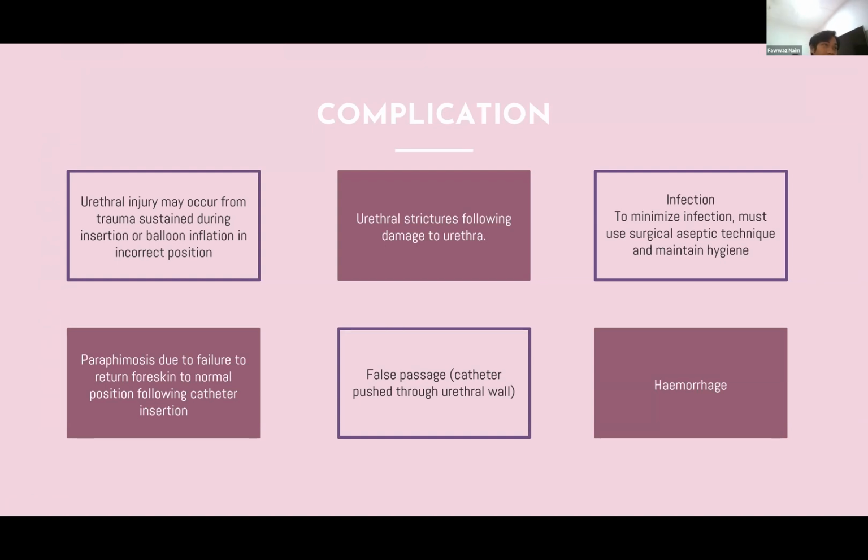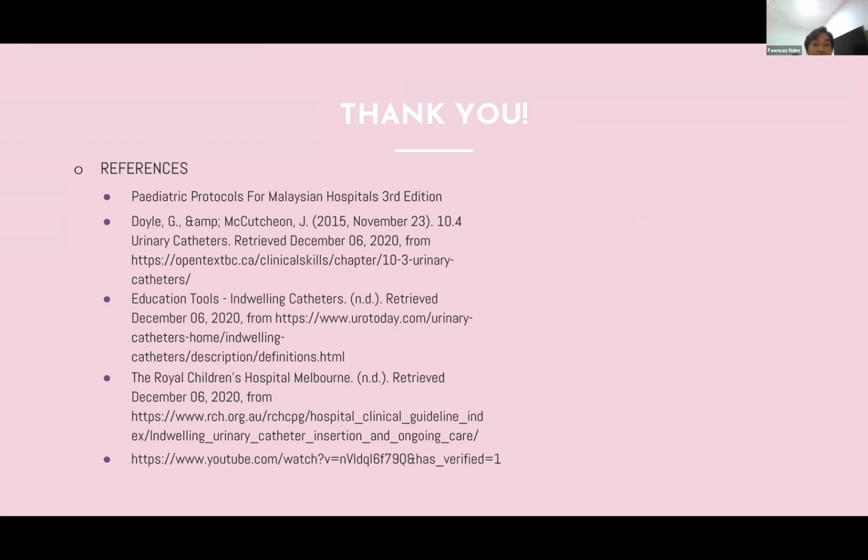To minimize infection, we need to use surgical aseptic technique while doing the catheterization. In male patients, paraphimosis can also occur due to failure to return the foreskin to the normal position after catheter insertion. False passage can also occur, which means the catheter is pushed through the urethral wall. And another complication is hemorrhage. So that's going to be all for my presentation, and these are my references. Thank you.